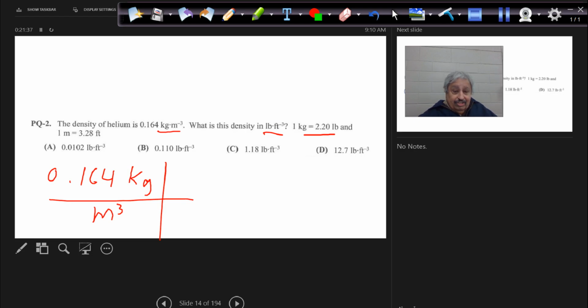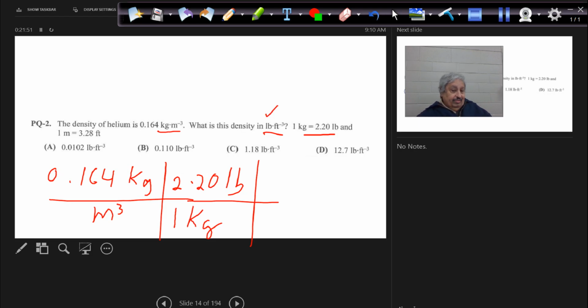So let's do this one here. The kilogram at the bottom, 1 kilogram. Correct? It has how many? 2.20 pound. Now we have the pound in the top. Now we have to get rid of the cubic meter and get into the foot. So look at this. I have here 1 meter, and then I cube this one here.